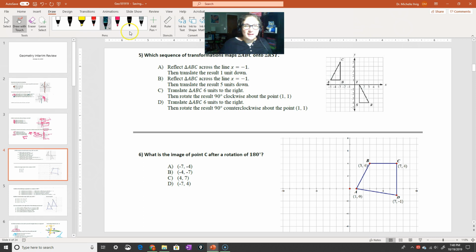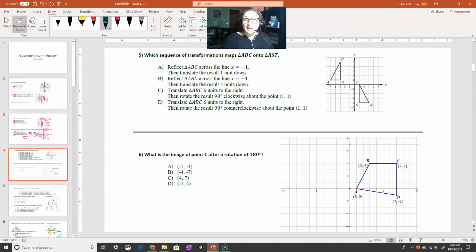All right, next, the sequence of transformations that maps ABC to RST. Ooh, guess what? We got letters. What do that mean? A, B, C, R, S, T. That way we can just always pay attention. Here it's kind of obvious, but still get in the habit of doing that. Reflect triangle ABC on x equals -1. So if we do that, this is 1, 2, 1, 2. So that would put our shape here.